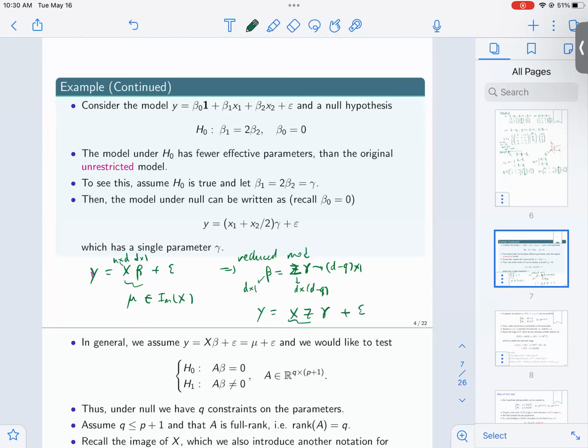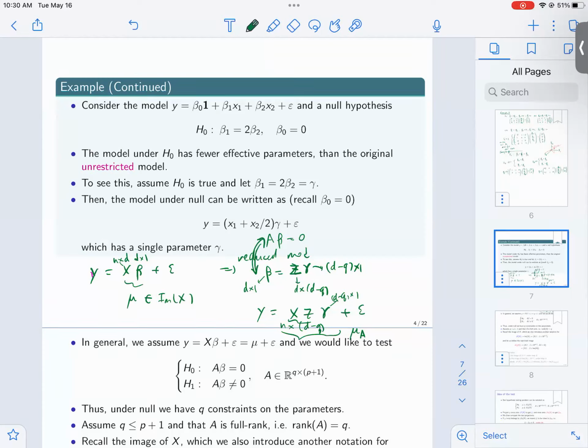So now this is going to be N by D minus Q. And this is going to be D minus Q by 1. Okay, so that's the reduced model. The way I write it as Z gamma would change, but this XZ gamma is not going to change. So this is going to be my mu. We're going to call this mu of A, A because of that A matrix that we had. So A beta equal to 0 is equivalent to this.